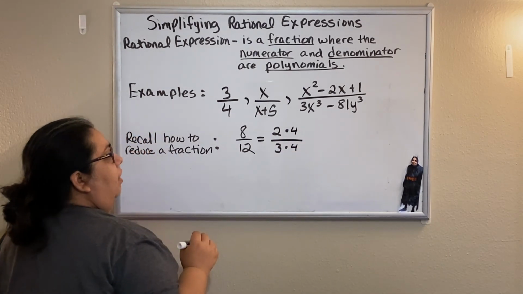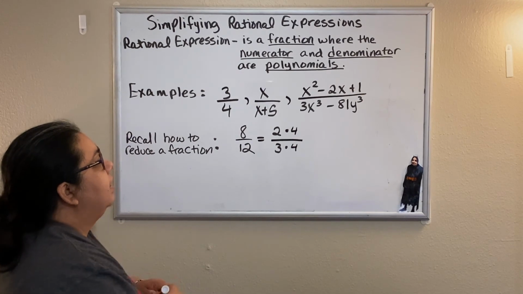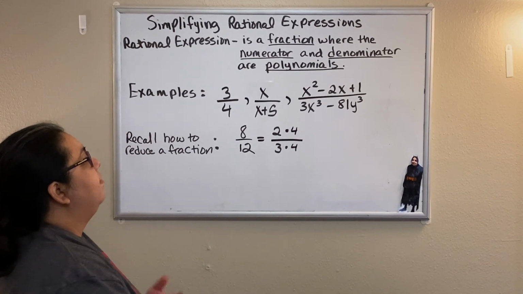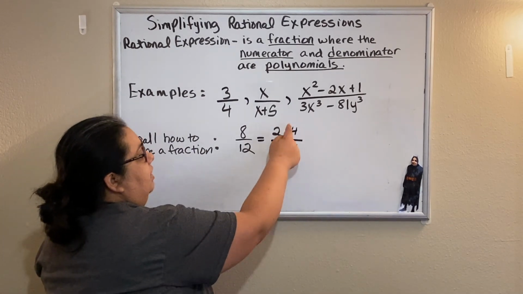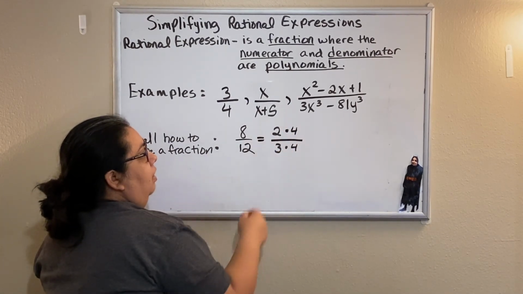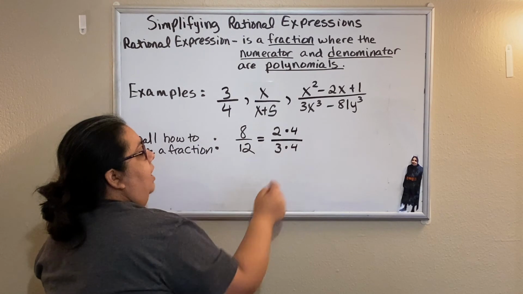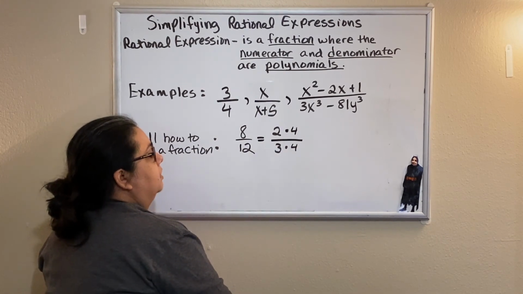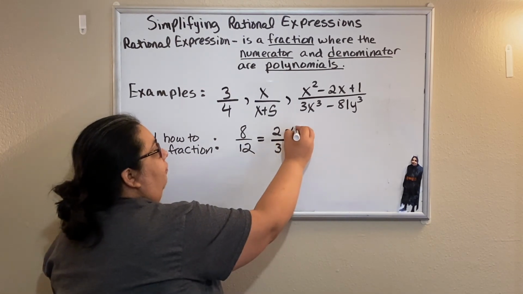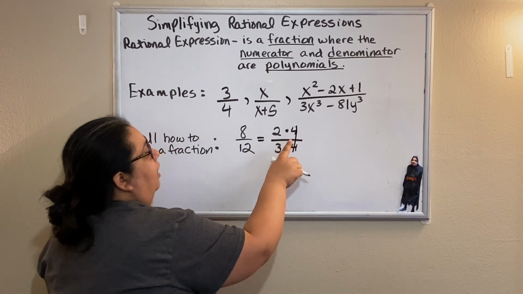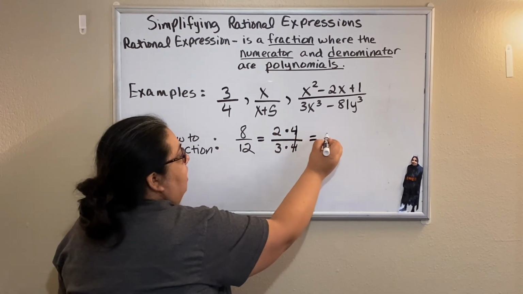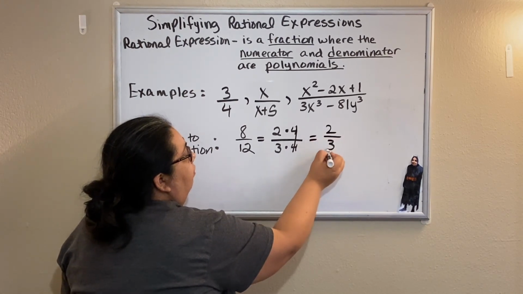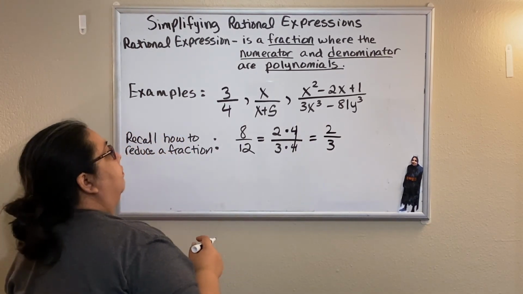Now, if you recall from an earlier video, the inverse property of multiplication says if I have a fraction with the same number on the numerator as the denominator, that reduces to just 1. So this 4 over 4 reduces to just 1, and 1 times 2 over 3 is the same thing as 2 over 3. So this reduces to 2 over 3.